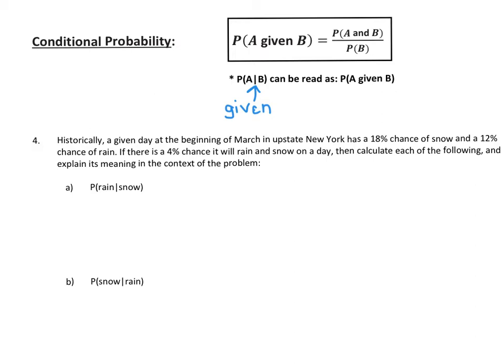Okay, so let's take a look at number 4. Historically, a given day at the beginning of March in upstate New York has an 18% chance of snow. I'm just going to kind of underline some things as we go. So there's an 18% chance of snow and a 12% chance of rain. All right, so then also they tell us that there is a 4% chance it will rain and snow on a day, then calculate each of the following and explain its meaning in the context of the problem.